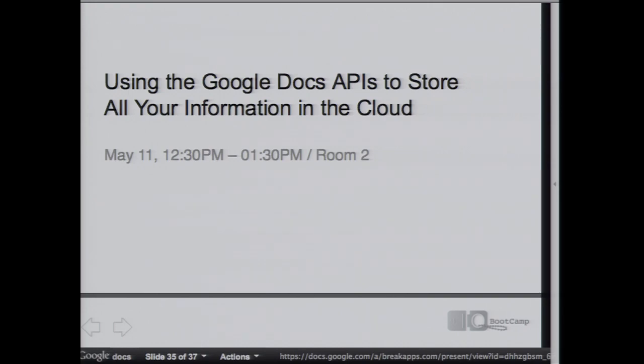It's May 11th, so this Wednesday from 12:30 to 1:30 in room 2 at I/O. So at that talk, we're actually going to change the use case a little bit and go through writing a full application. So we're going to start talking about things like how do you build an App Engine app with the Documents List API? How do you implement three-legged OAuth with the API? How do you use something like JavaScript and HTML5 to upload files? Things like that. So it's going to be really, really interesting, a full-fledged app.